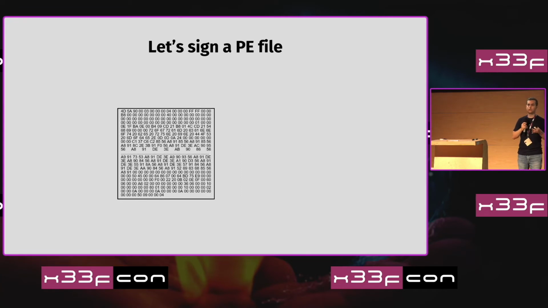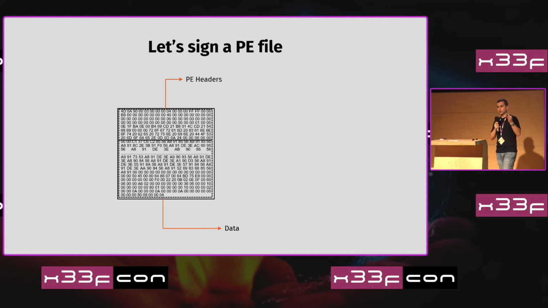Now let's see how this looks on the file itself. This is an abstract view of a PE file. The file is divided into the PE headers and the actual data. We're not going to go into the different sections because it's not relevant for our case here. But in general, we have the PE headers and the data itself. PE headers hold information like the time when the file was compiled, the entry point of the file, different addresses of the different sections, and so on.